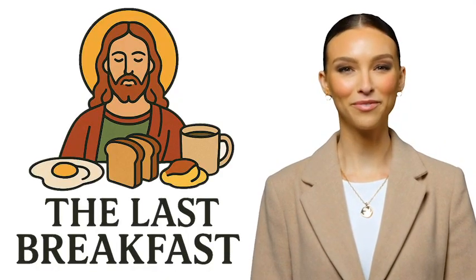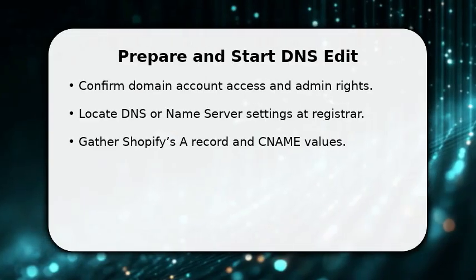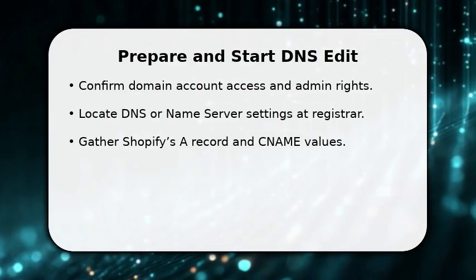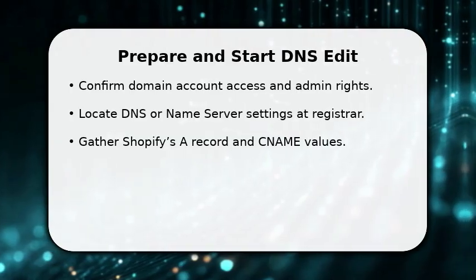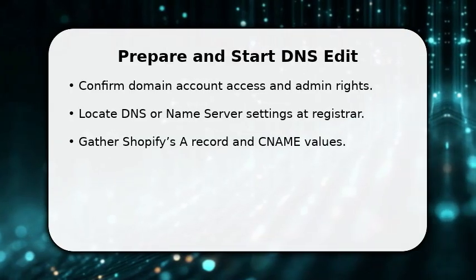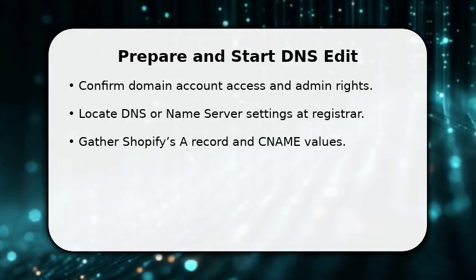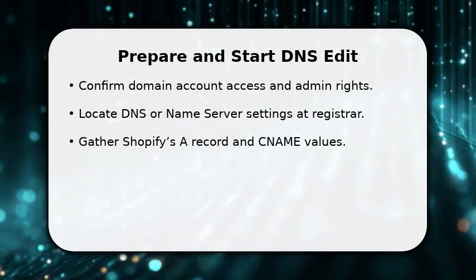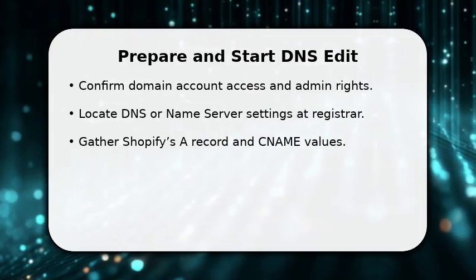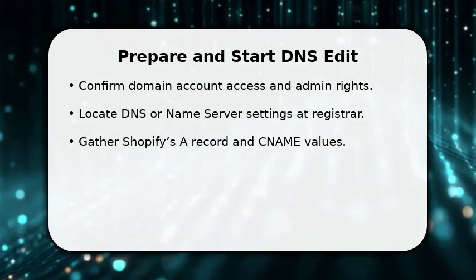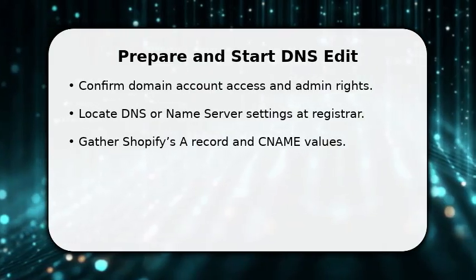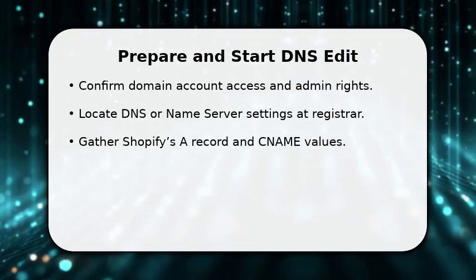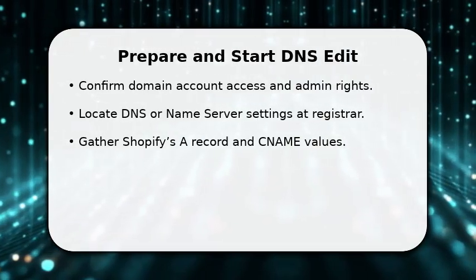Please enjoy the video. You're starting by editing DNS where your domain lives. Log into the registrar and go straight to DNS settings. Once there, find the A record and CNAME fields because you'll replace them with Shopify's values. Make sure you have Shopify's A record, usually an IP, and the www CNAME ready. Copy them exactly. While you're in the account, disable any conflicting redirects or parking that might block DNS changes. This step gets the connection rolling and prevents common misconfigurations early on.